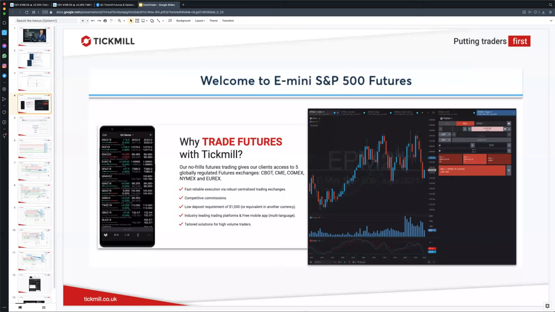Low margin requirements to trade the E-micro means that to open a trading position with Tickmill, you only require $1,000 to open a micro account. Remember, these are the absolute minimums you should be trading with, much more capital behind your positions.